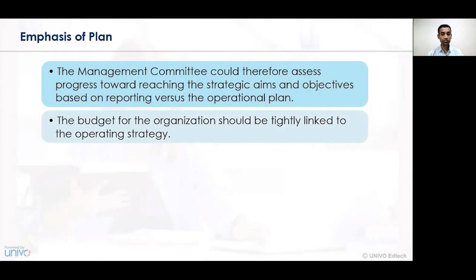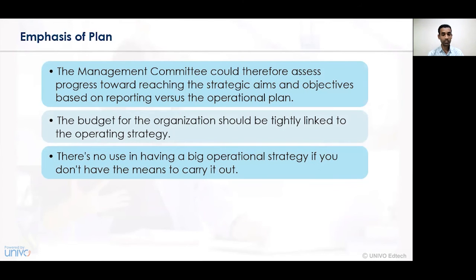The budget for the organization should be tightly linked to the operational strategy. When we are preparing a budget for the operational plan, the coordination between the finance department and the operations department, and the availability of funds, the availability of money as a part of a resource, should be made available. Accordingly, we have to see that those resources are equally available and provided by the respective departments.